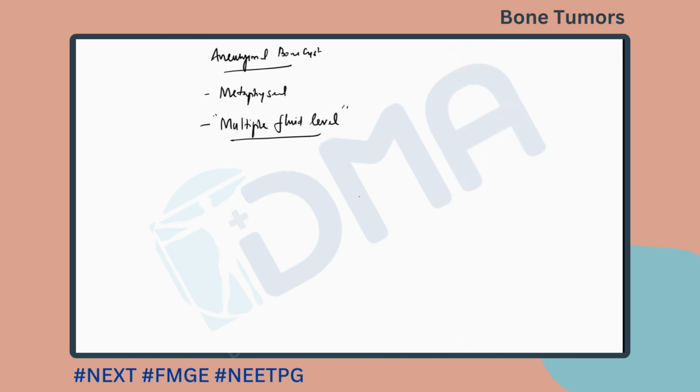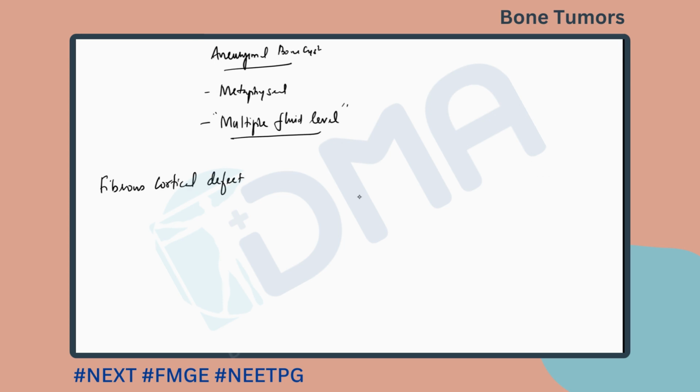Okay. Now the next common tumor which we see is fibrous cortical defect. What does fibrous cortical defect mean? The presence of fibrous tissue in a bone is called fibrous cortical defect. So usually bone has a strong structure. Instead of bone, if you have fibrous tissue in that area, then that is called fibrous cortical defect.